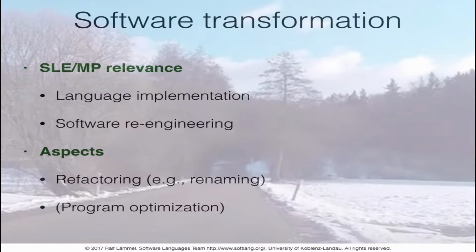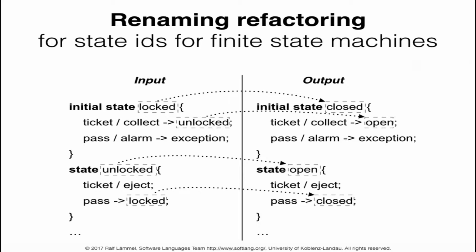Next topic, software transformation. Again, a very central topic in software language engineering. You need it also just for pretty much any serious language implementation, and by itself you also need it in software re-engineering. So I'm going to show two aspects here. One form of refactoring, well, and that's actually it. I'm not going to show program optimization here, but this would be another obvious candidate for discussing software transformation. Okay, so we're going to do renaming for finite state machines.